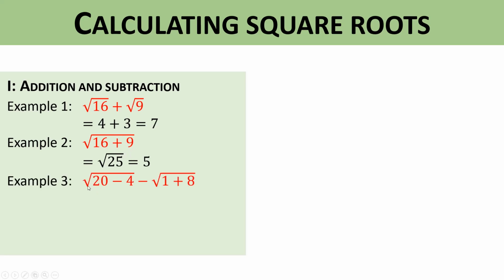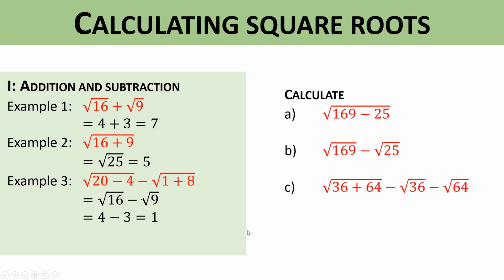And a slightly more complicated example, we take the square root of 20 minus 4, and then we subtract the square root of 1 plus 8. So we calculate both of these underneath the square root signs first. 20 minus 4 is 16, and 1 plus 8 is 9. So we are taking the square root of 16, which is 4, and then we subtract the square root of 9, which is 3. So 4 minus 3 equals 1. If you want, you can pause the video here and see if you can calculate these by yourself, and then afterwards see if you got these right.